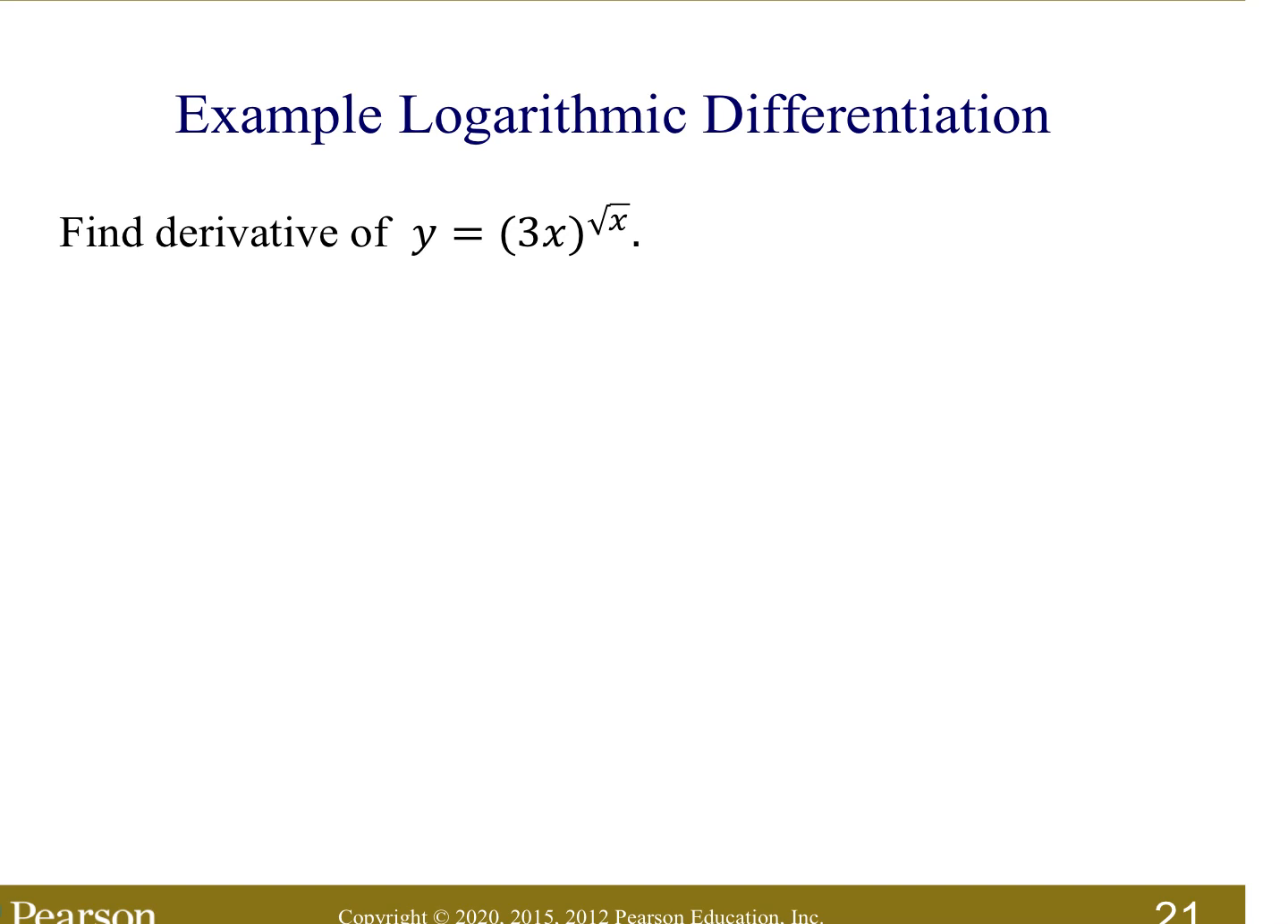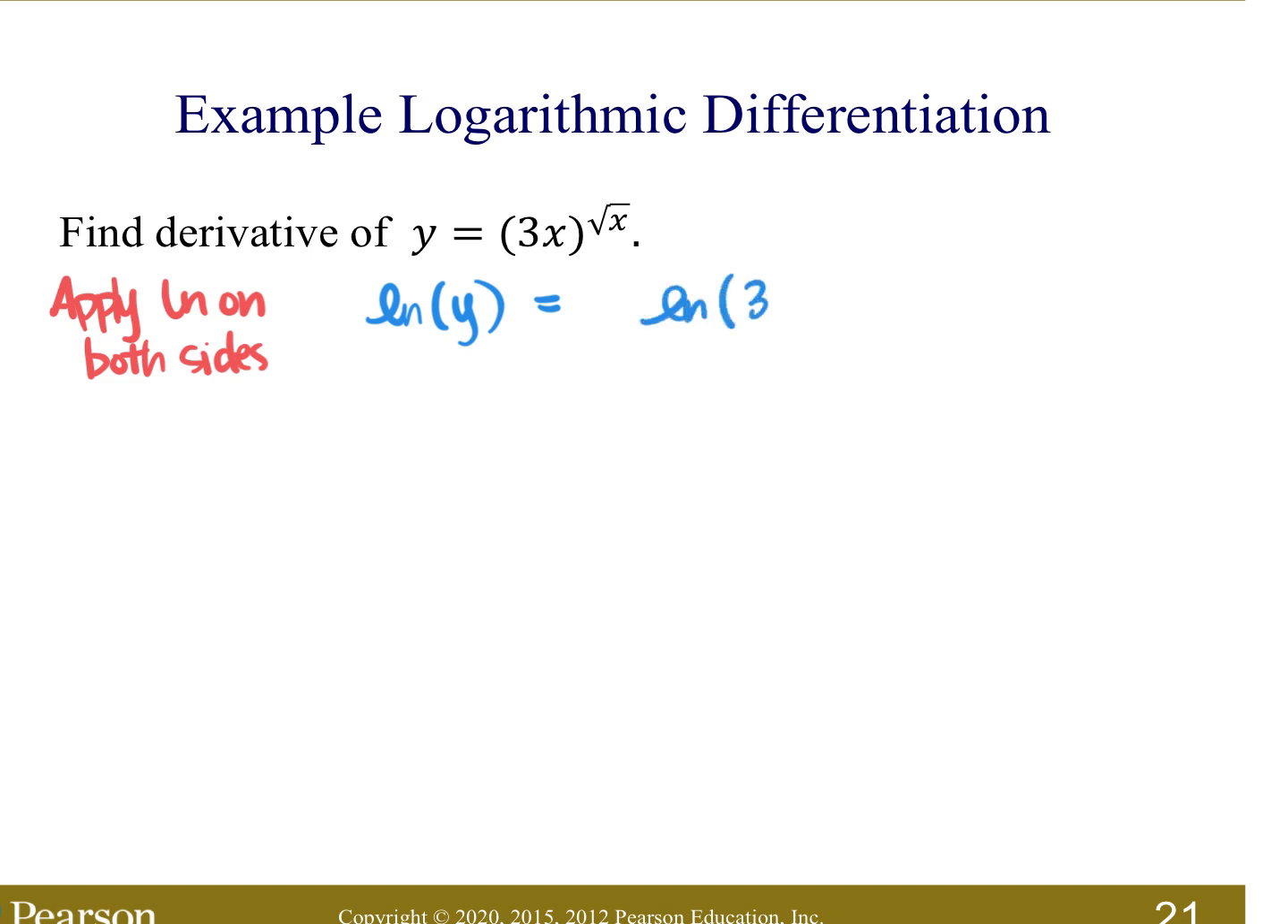Find the derivative of y equals the quantity 3x, which is variable because 3x has the variable, to the power square root x, which is also variable. And so we'll apply ln on both sides. So you introduce the ln around y, and then also introduce the ln around 3x to the rad x.